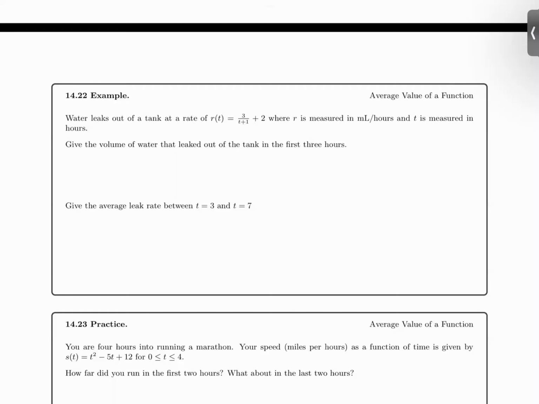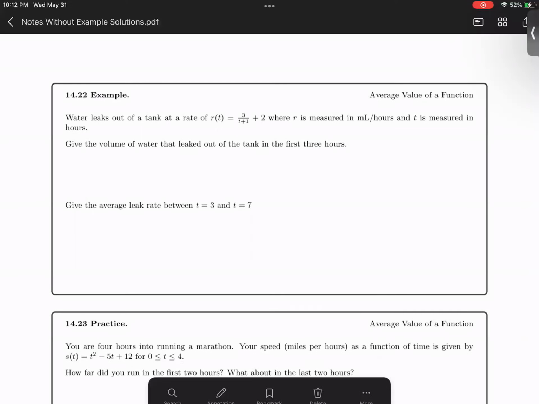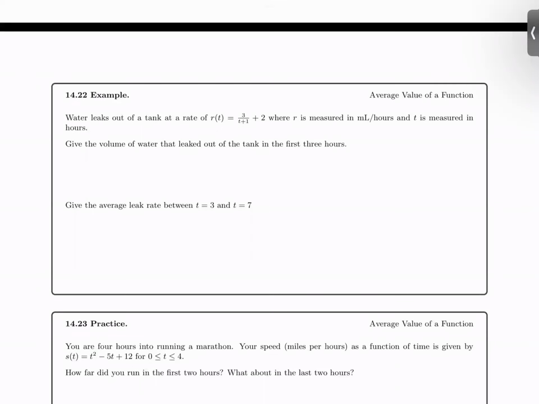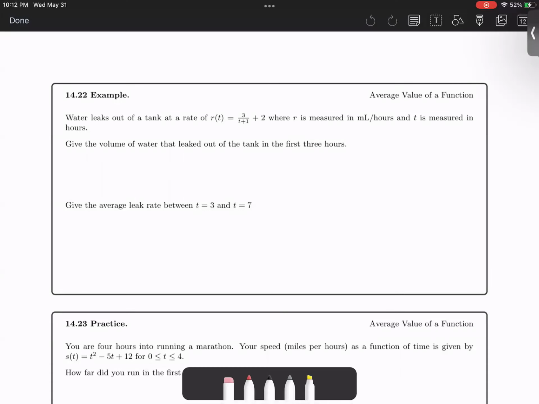Here's an interesting problem. We have water leaking out of a tank at a certain rate. So we're measuring how fast the water is leaving the tank. And it depends on time. I guess as time moves on, there's less water in the tank, thus less pressure, so the rate decreases. But regardless, we know how fast water is leaving the tank. It's at a rate R, so the output of this rate is in milliliters per hour.